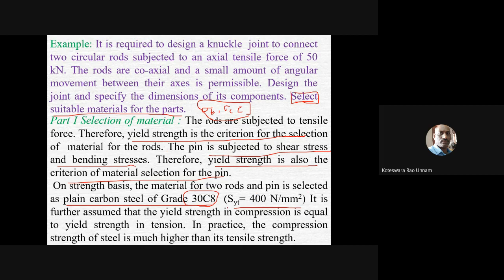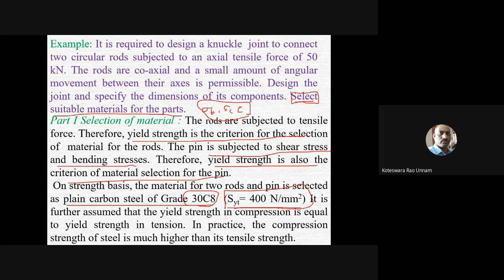So we got SYD. If you want, you can select some factor of safety also. If you use a factor of safety, then your allowable tensile stress is nothing but SYD by factor of safety. You will get sigma T.